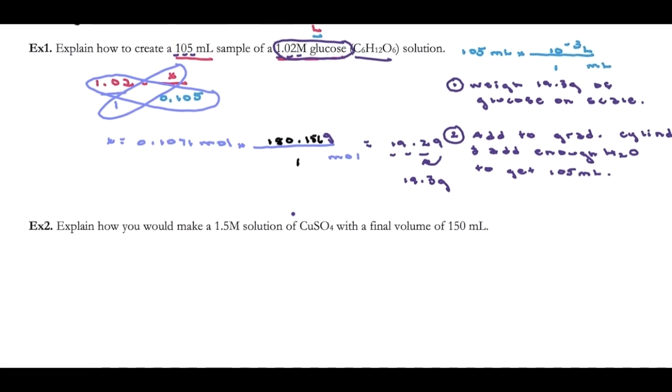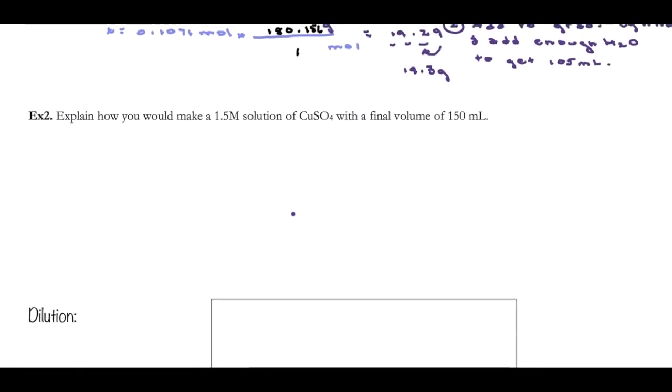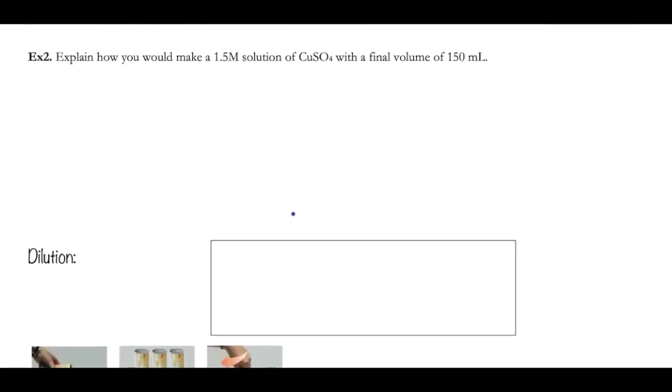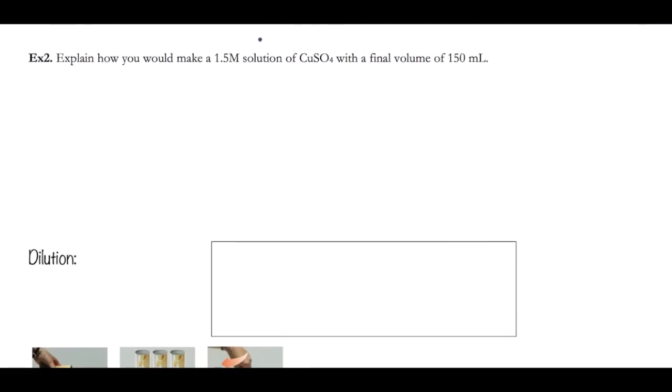So let's try one more practice problem, if what I start with is a solid. Okay, so it says, explain how you would make a 1.5 molar solution of copper sulfate with a final volume of 150 mils. So again, I'm going to be using my formula. Molarity equals moles of solute over liters of solution. Okay, 1.5 is my concentration. I don't know my number of moles. And again, my volume of my solution needs to be in liters.